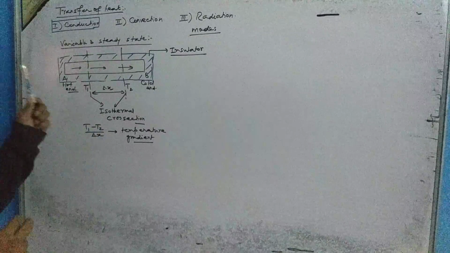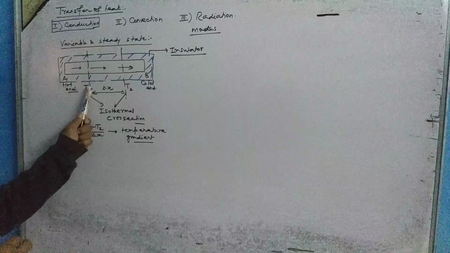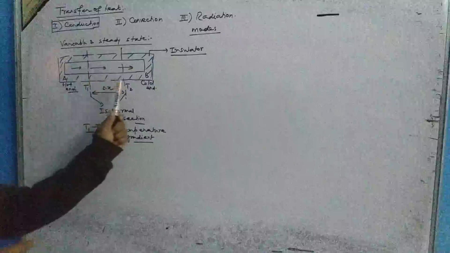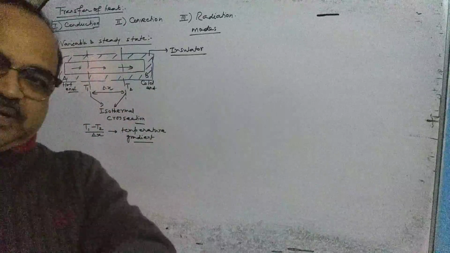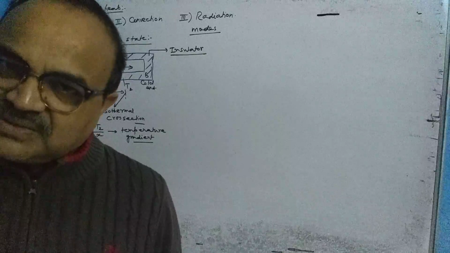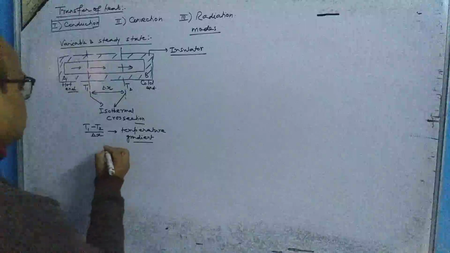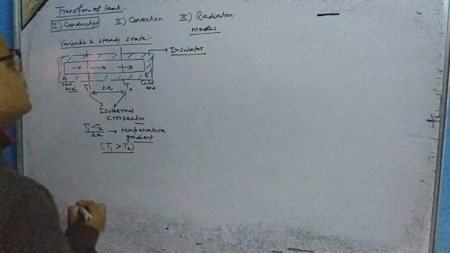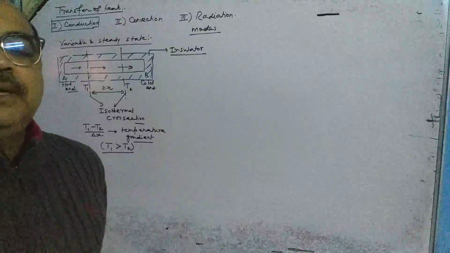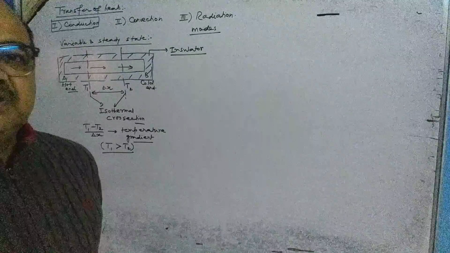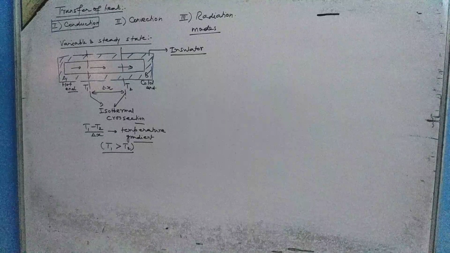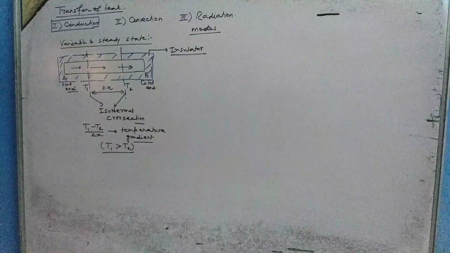And obviously, the isothermal surface which is closer to the hotter end will be at the higher temperature, and the one farther from the hotter end will be at the lower temperature. So T1 is always greater than T2. Mind this, here in this case, T1 is always greater than T2. So this is regarding the steady state and the variable state.